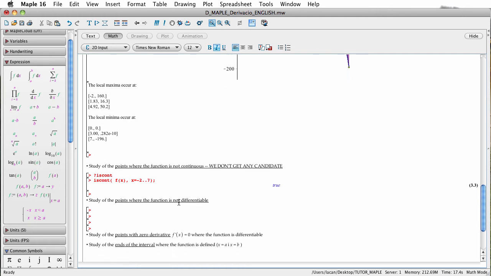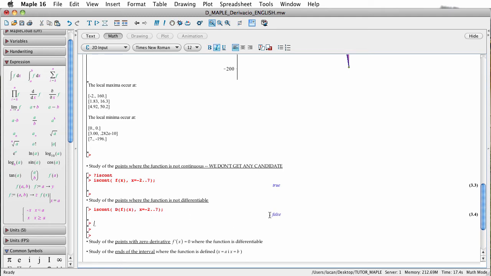Now, points where the function is not differentiable. With Maple, instead of using the definition you use in class, we are going to look at the continuity of the derivative. If the function is not derivable at a point, then the derivative is not going to be continuous. So what we are going to do is ask if the derivative, so I'm going to include the d here, is continuous. So it says it's false. So probably there's a point where the function is not differentiable.